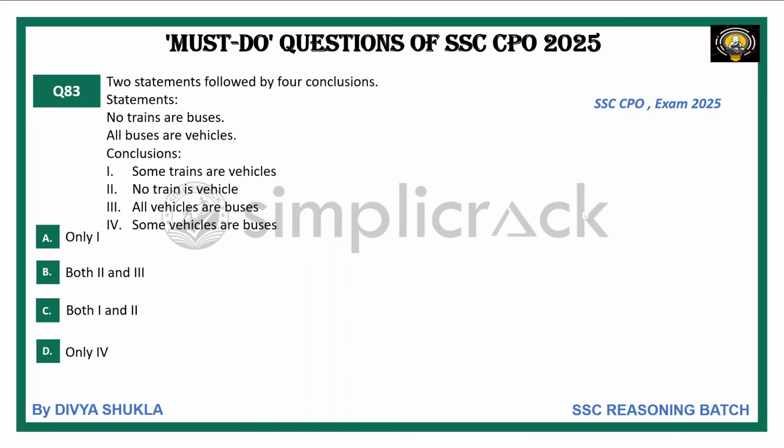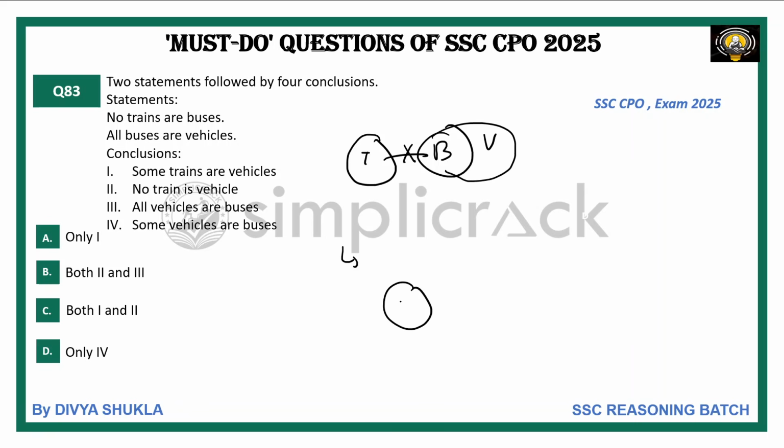Let's see the next one. This is a question of syllogism. I'm saying that no trains are buses, and all buses are vehicles. Okay, this is the correct Venn diagram. Now don't draw this diagram. Okay, this is correct. This is an incorrect diagram. This can be true in possibility but not in definite case.